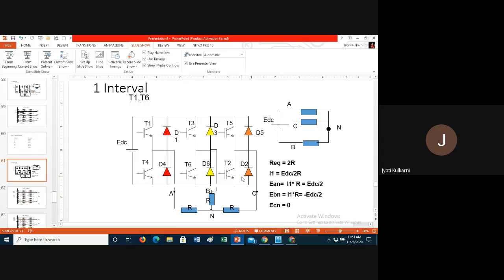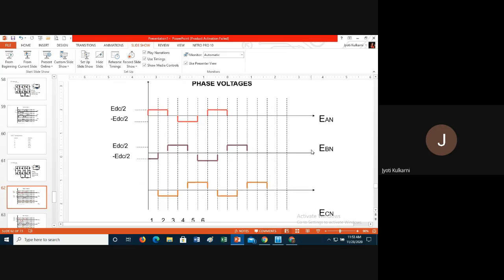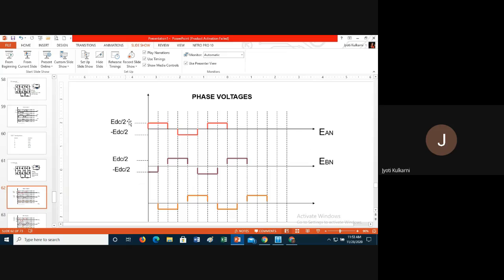Okay, so these are the three phase inverters. I will give you the waveforms, 120 degree pattern. And in 120 degree, there are only two levels, plus Vdc by 2, minus Vdc by 2.